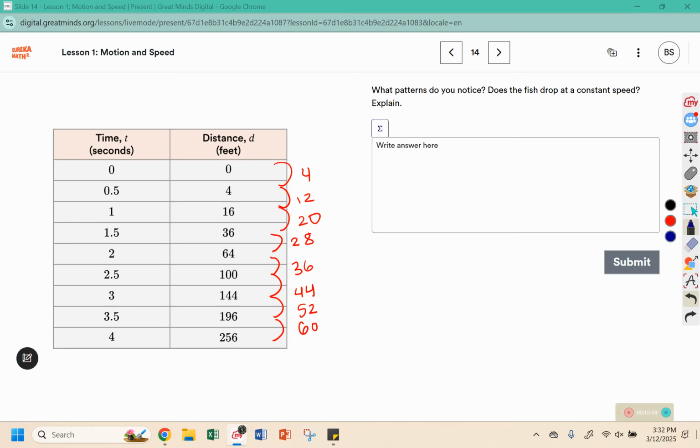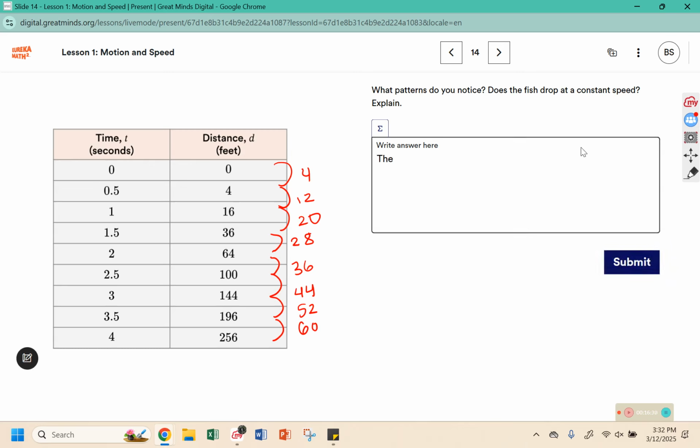It appears that it increases by 8 each time. That is what we call acceleration. So here, these are the speeds, if we were to divide by the time in seconds, but the change in the speed is called acceleration. So what pattern do you notice?